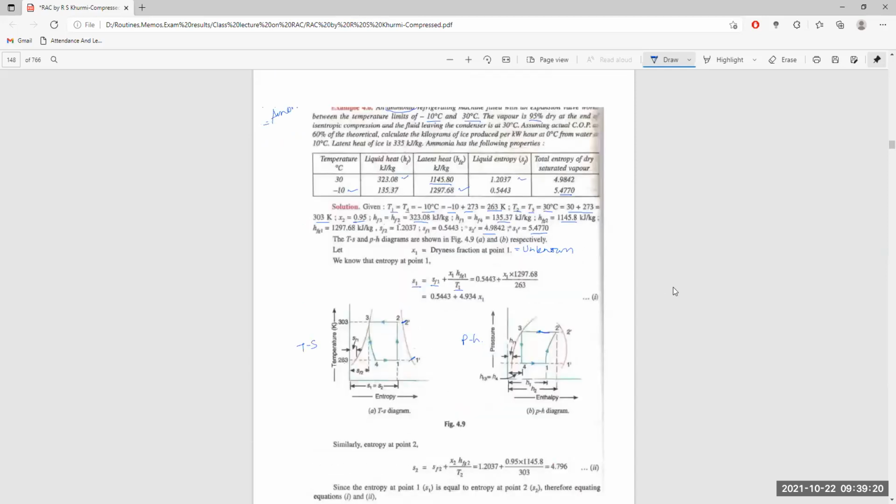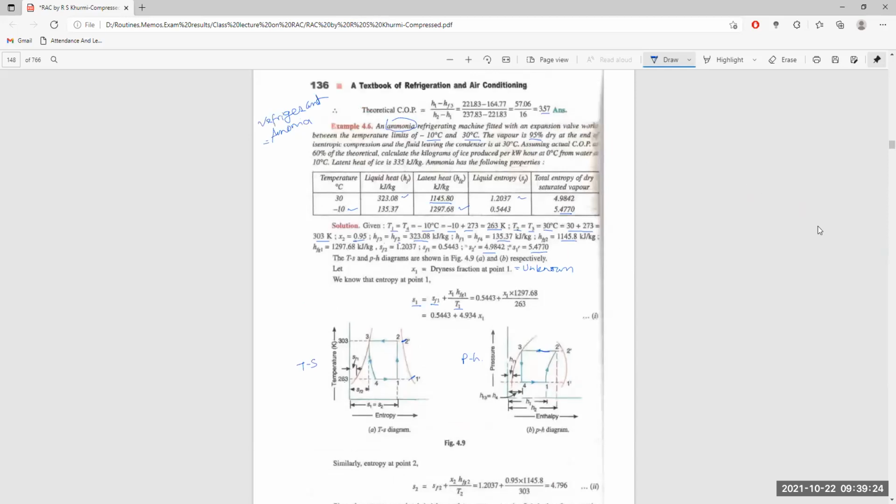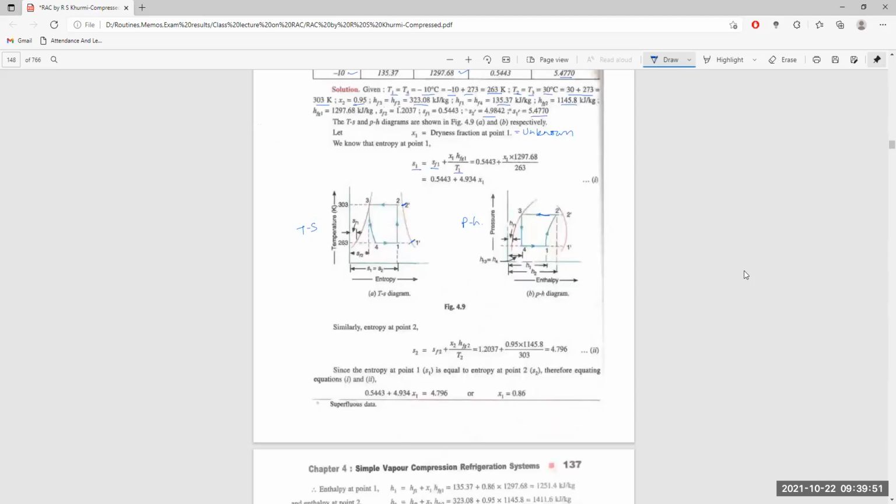Now, what we are supposed to calculate is that we have to find the actual COP as a fraction or percentage of theoretical COP. So we have to find out the theoretical COP first, and then from there you will find out the actual COP. Next, we got X1, S1, and we know S2 is the entropy of the fluid at the temperature T2.